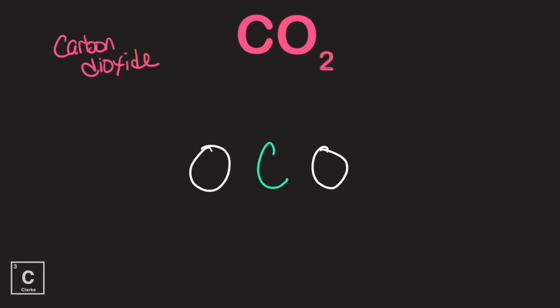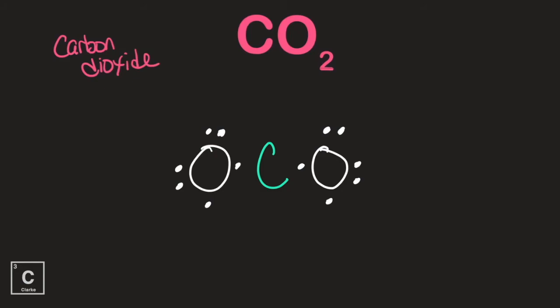Oxygen, find it on the periodic table. What group number is it in? How many valence electrons? Group 16, 6 valence electrons. 1, 2, 3, 4, 5, 6. Again, I put my double dots away from the center on purpose. This oxygen will also have 6. 1, 2, 3, 4, 5, 6. See how I modeled that behavior?